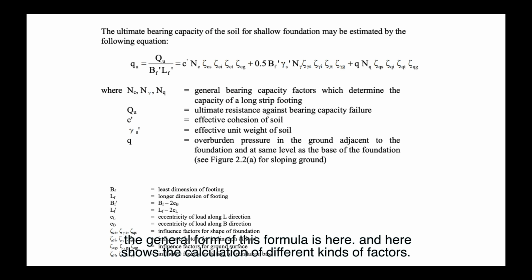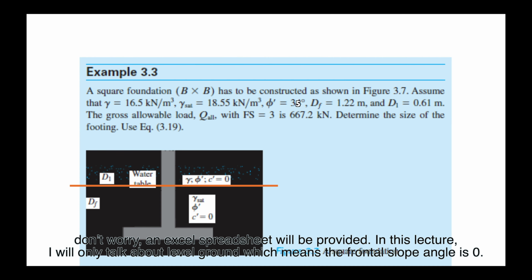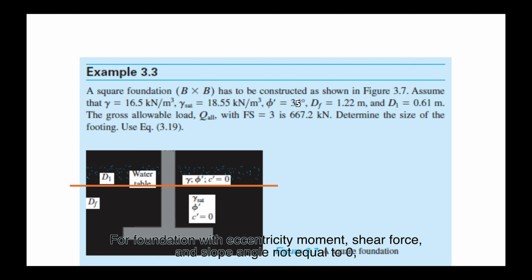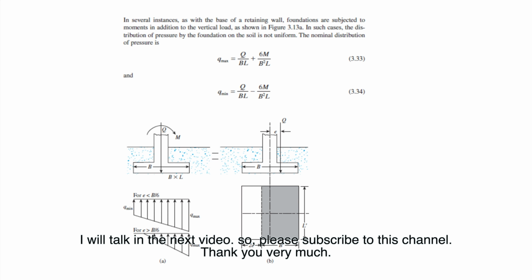The general form of this formula is here, and here shows the calculation of different kinds of factors. Don't worry, an Excel spreadsheet will be provided. In this lecture, I will only talk about level ground, which means the frontal slope angle is 0. Foundations with eccentricity, moment, shear force, and slope angle not equal to 0, I will talk about in the next video.